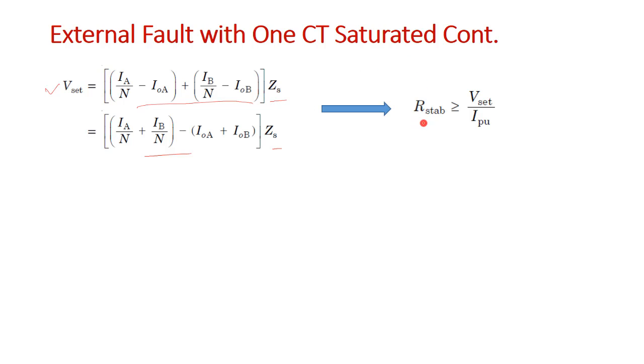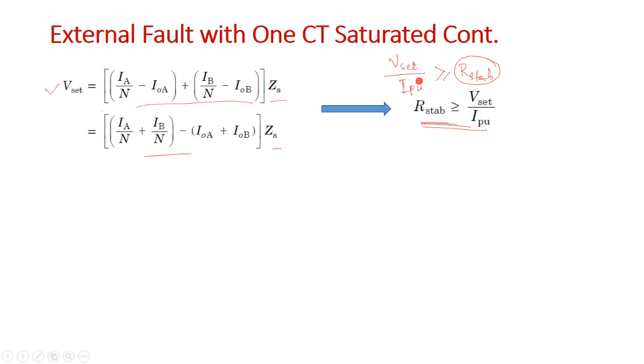how I will find R stabilizing, this equation how I will find, I will just write that your V set by I power unit should be greater than equal to R stab, right? Okay. So that means your R stabilizing value or stabilizing resistance value should be in such a way that this V set by I power unit.